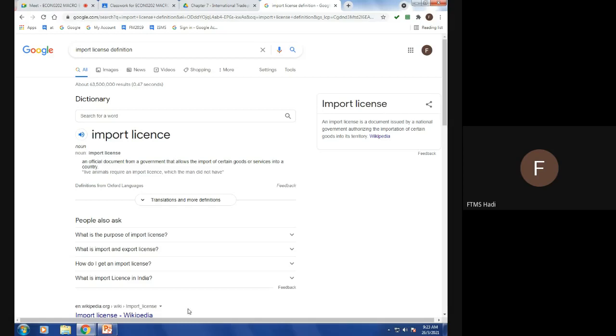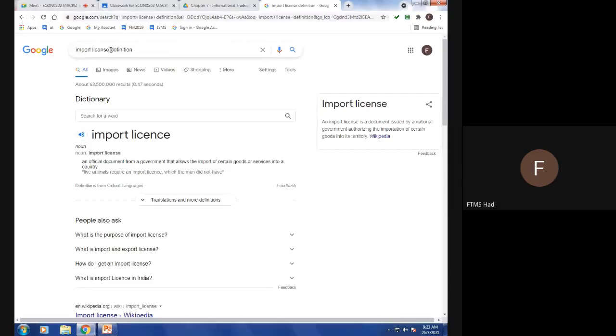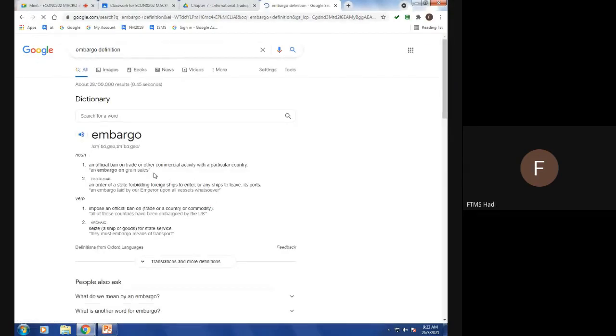Okay, and then the last one, embargoes. Okay, this is quite subjective here. Embargo. What does embargo mean? Embargo means an official ban on trade or other commercial activity with a particular country. That means a restricted ban on another country. They are not allowing a certain country to trade with the domestic country. For example, Malaysia has an embargo on Israel. It means Malaysia has banned Israel from trading with Malaysia.